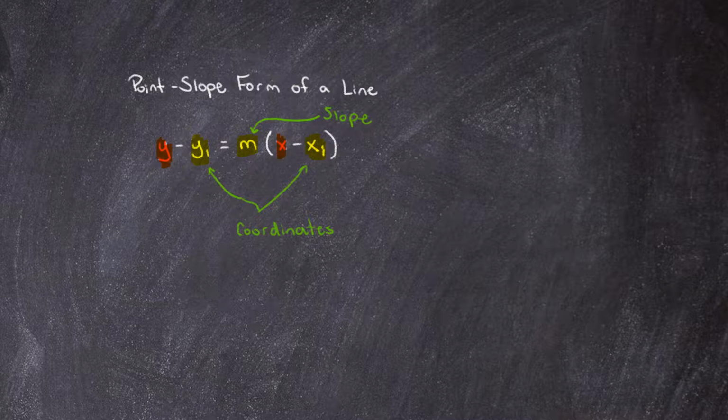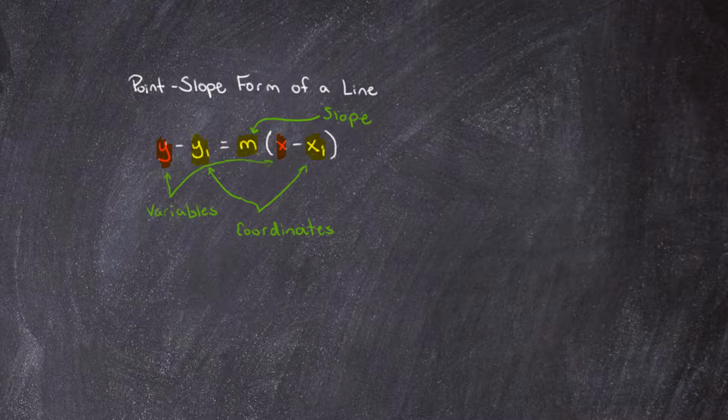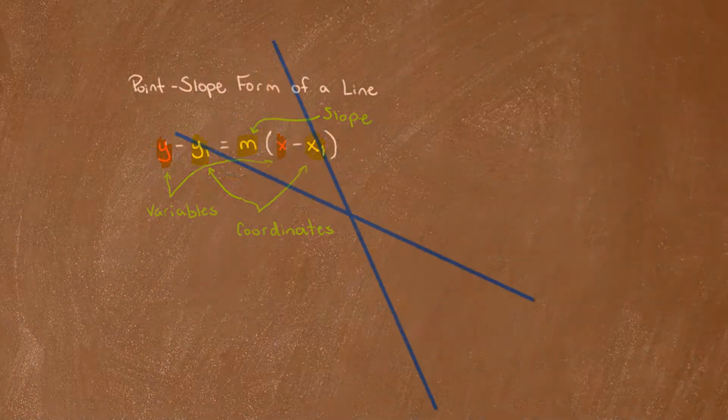More importantly, however, is the fact that x and y are variables. Since this is a review video, I'm not going further into the instruction of why this is the point-slope form or how it's derived.